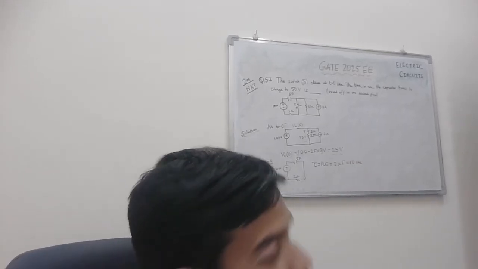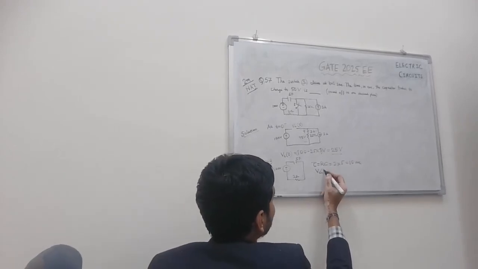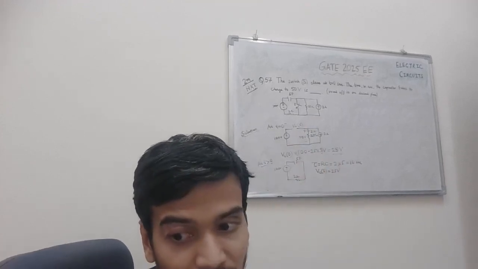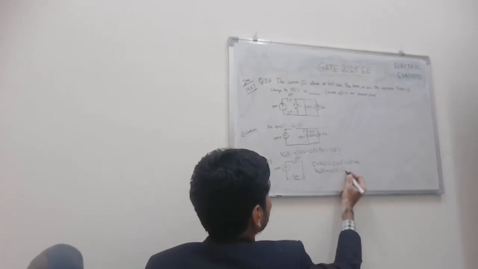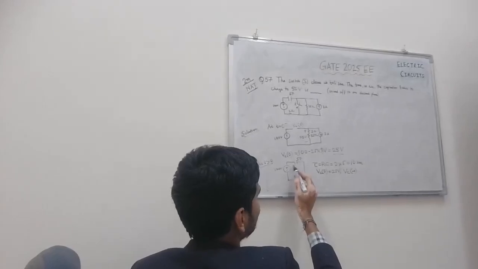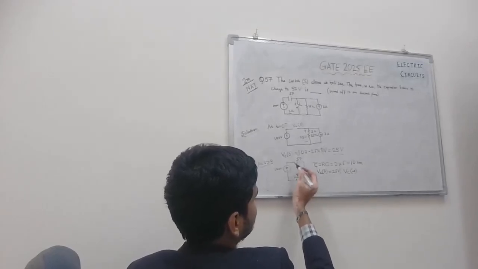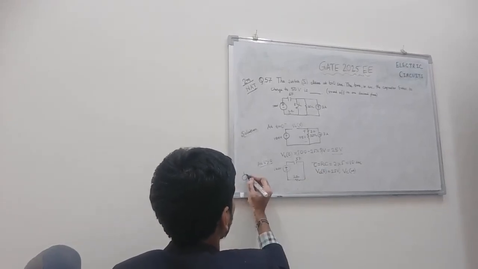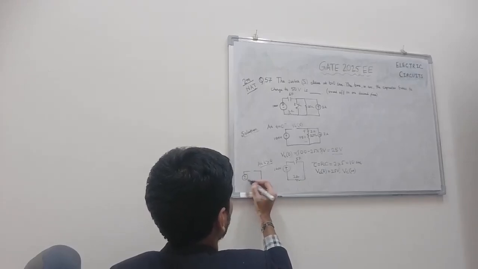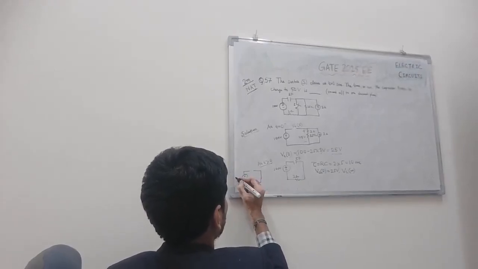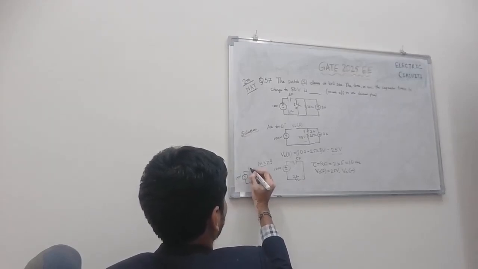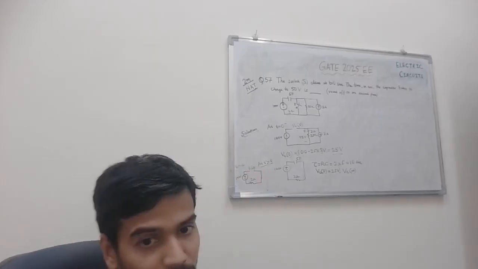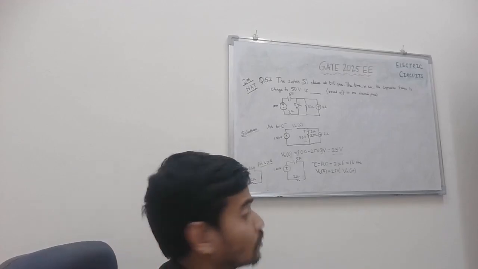Right. The initial voltage is equal to 25 volts at t equal to 0 minus. And the final voltage, the infinity voltage, is when the capacitor is open circuited in the circuit. So it will be 100.